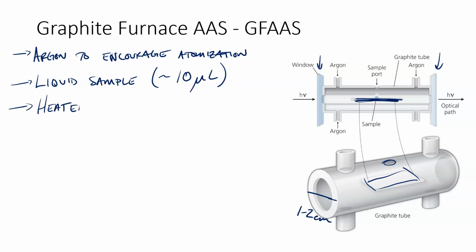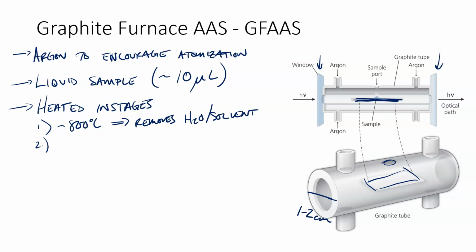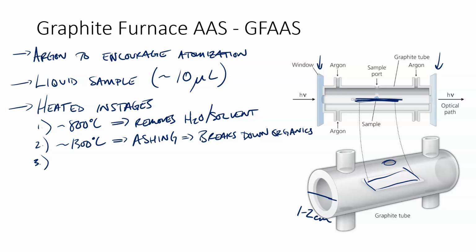So this is then heated in stages. And so these stages, first we heat it to about 800 degrees, and that removes any water and other solvents that we might have. The second stage, we're going to take it up to about 1300 degrees. And what we're doing at this stage is we're breaking down a lot of those organics. We call this ashing. And that breaks down organics. The third step takes us up to 2000 degrees or more.